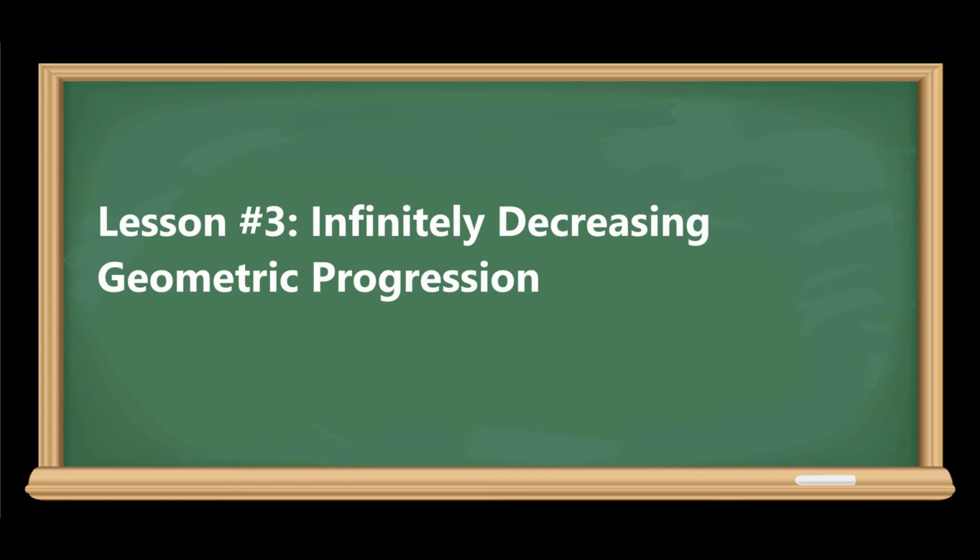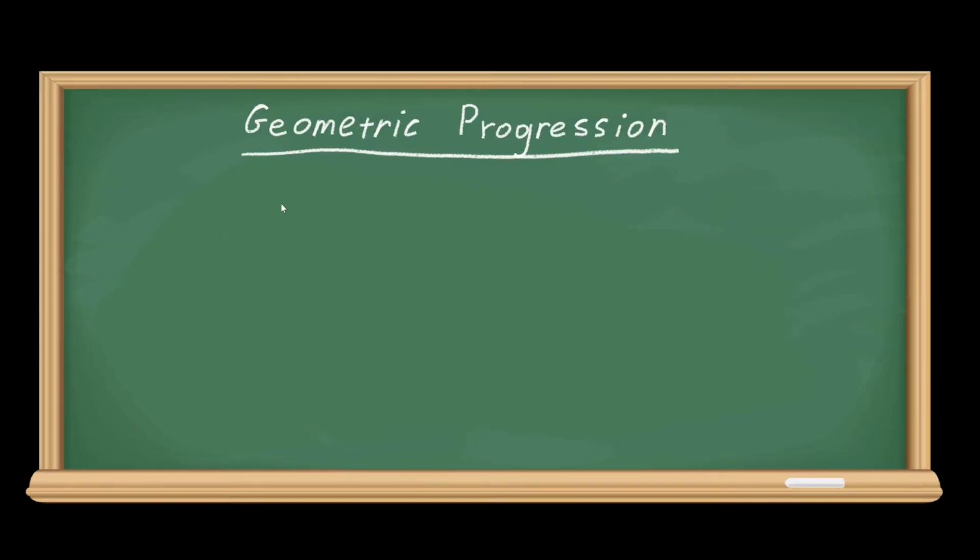In this lesson I will talk to you about infinitely decreasing geometric progression. First, let's talk about what a geometric progression is. Basically, a geometric progression is a sequence of numbers. The sequence can be written as b1, b2, b3, and so on. Bn will represent the upcoming numbers in the sequence.